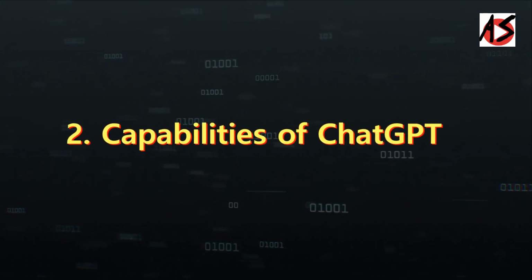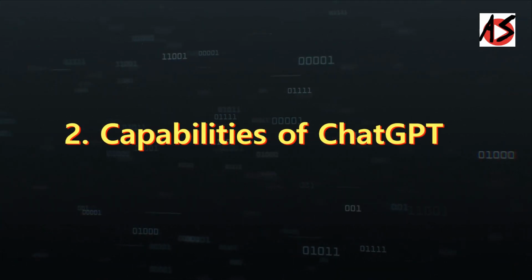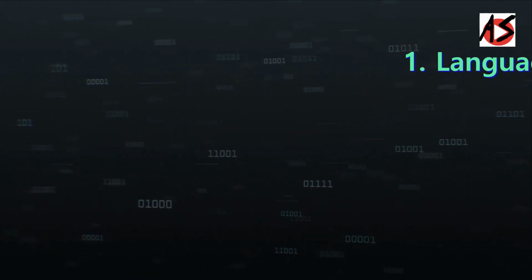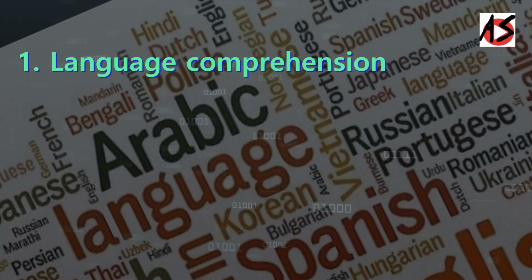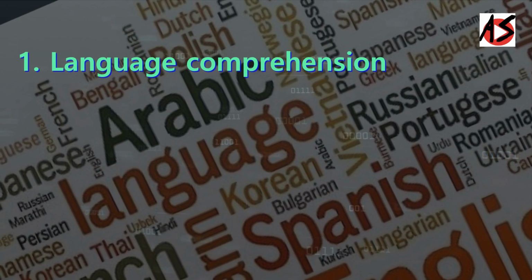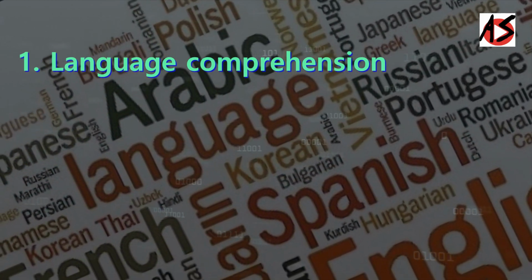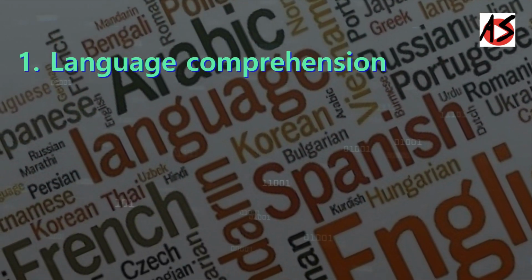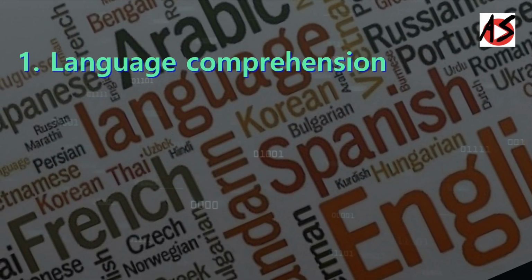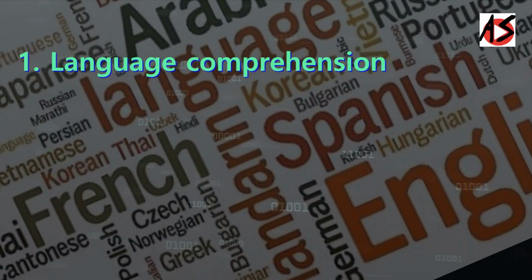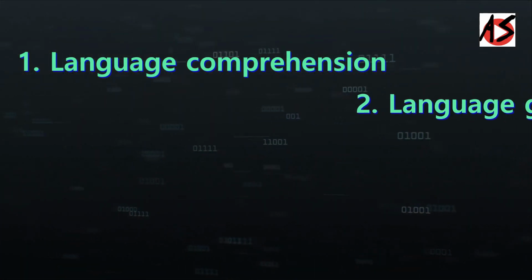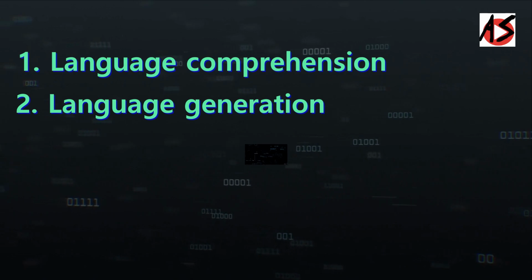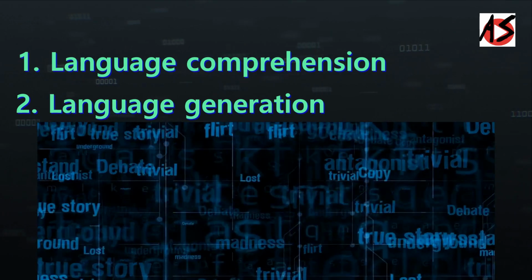What are the capabilities of ChatGPT? ChatGPT can do language comprehension. It means it is capable of understanding and processing natural language text input in several languages, including English, French, German, Spanish, Portuguese, and many others. Language generation means it can generate human-like natural language responses.